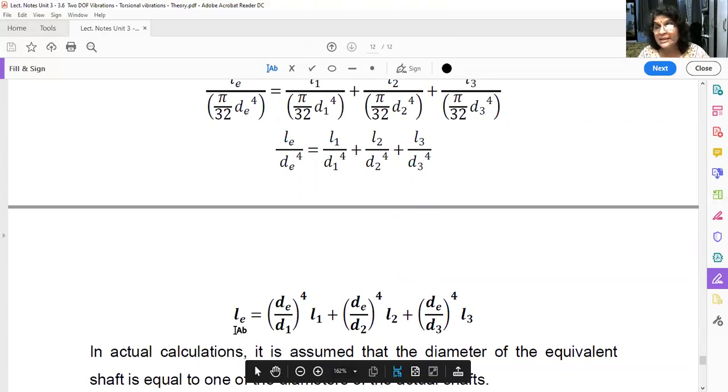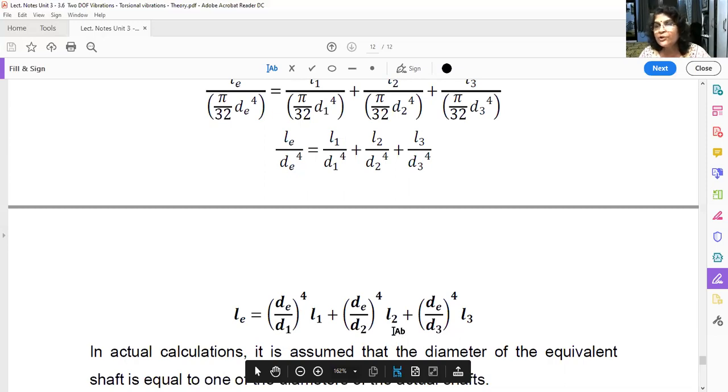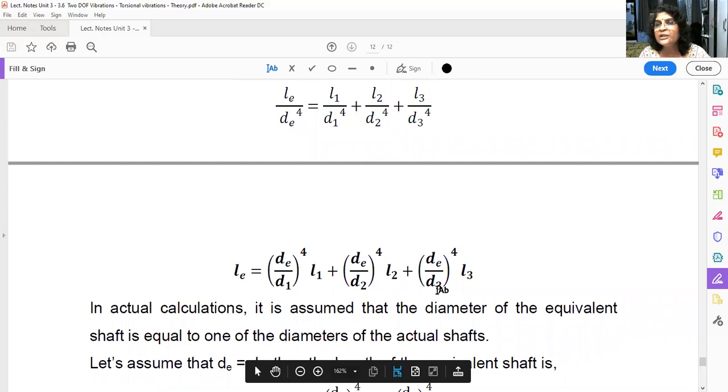How to find out LE? There are two parameters which you have to find out. First is LE, that is the equivalent length. So LE is equal to DE upon D1 raised to 4 into L1, then DE upon D2 raised to 4 into L2, plus DE upon D3 raised to 4 into L3. From this formula, because you know D1, D2, D3 and L1, L2, L3, the question is what DE you will take so that you can find out LE.